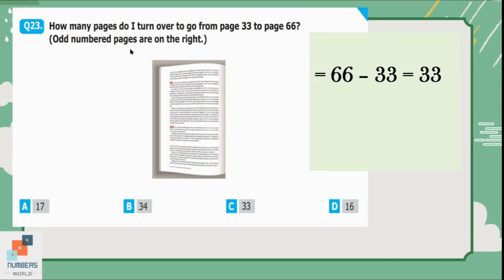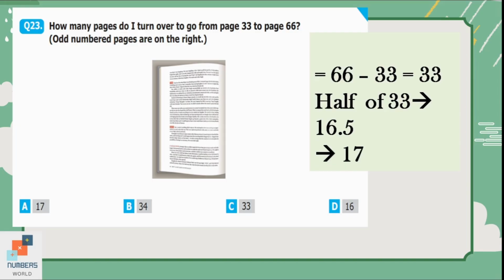The information is given in the question that odd numbered pages are on the right side. So page number 33 is on the right side here. We know the books are printed on both sides of the pages. So we will calculate the half of 33, which is equal to 16.5. But we are going to round it to the whole number, that is equal to 17. So I will turn over 17 pages from page number 33 to page 66. That is our option A.